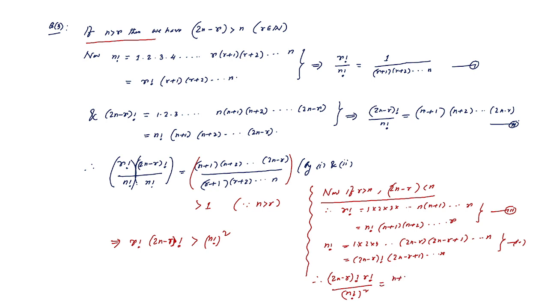This value equals n plus 1 into n plus 2 up to r divided by 2n minus r plus 1 up to n, and this value is also greater than 1. So that means from that expression we can write r factorial into (2n minus r) factorial greater than (n factorial) whole square.